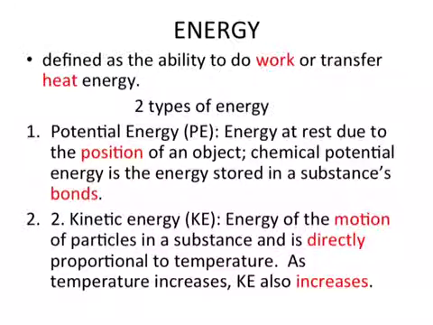In a chemical, the potential energy is found and stored within the bonds of the substance. The second type is kinetic energy, abbreviated KE. It is the energy of the motion of the particles in a substance. It's also directly proportional to temperature in the Kelvin scale. That is a new scale for you. It is different than the Celsius or the Fahrenheit scale, and we will talk a little bit more about it at a later date. So as temperature increases, kinetic energy also increases.